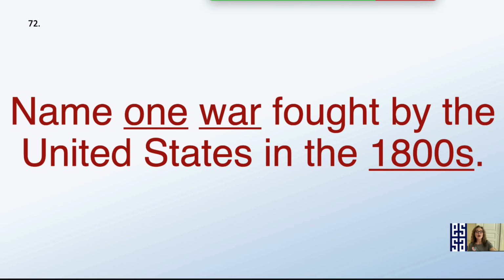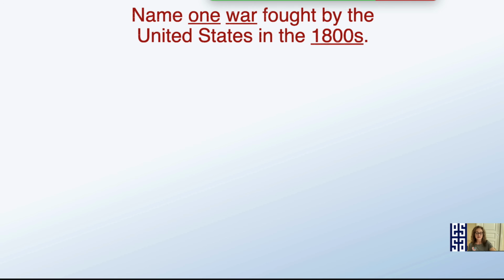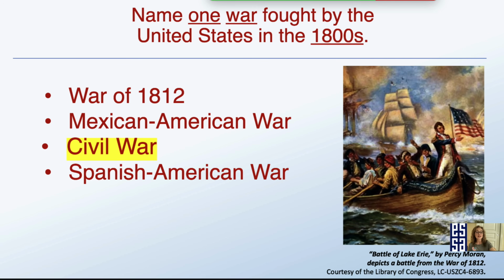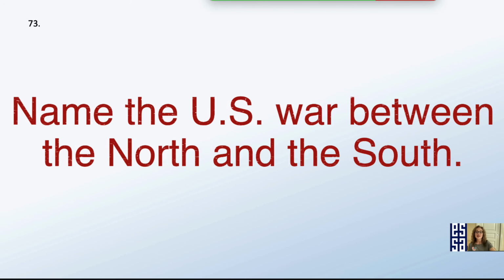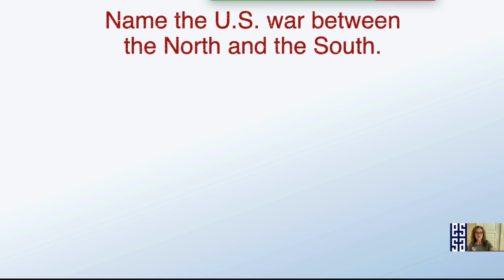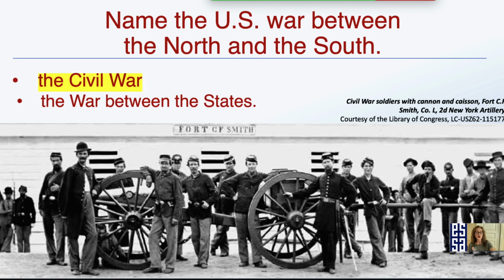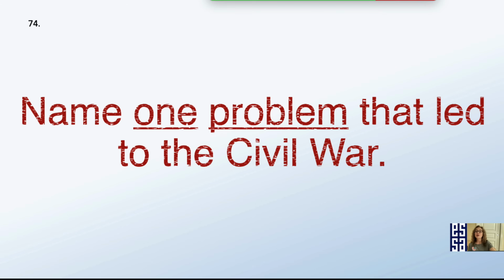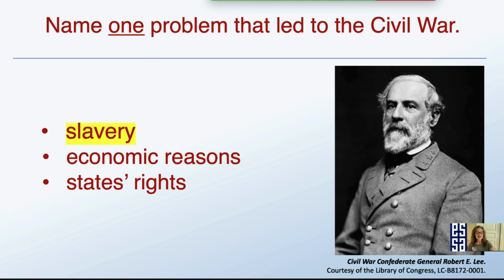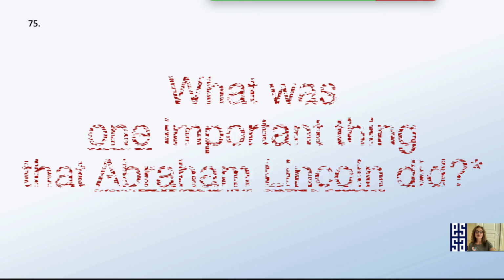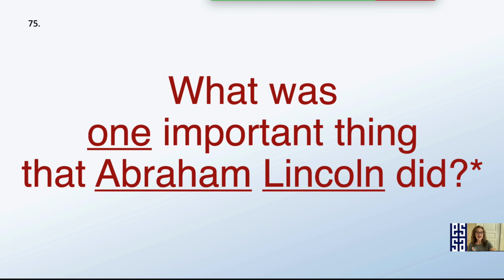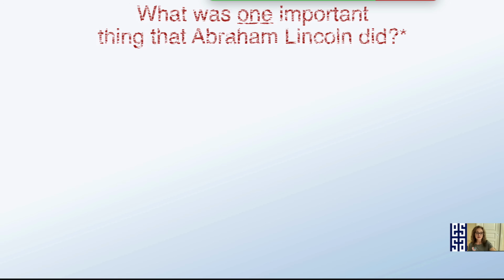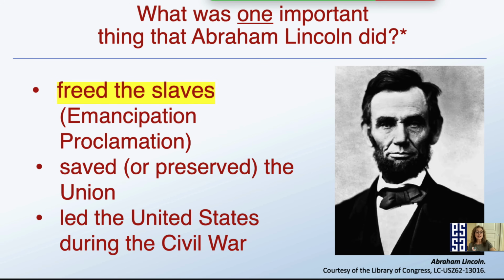Name one war fought by the United States in the 1800s. Okay, here I chose the Civil War. Name the U.S. war between the North and the South. Again, the Civil War. Name one problem that led to the Civil War. Slavery. What was one important thing that Abraham Lincoln did? Freed the slaves.